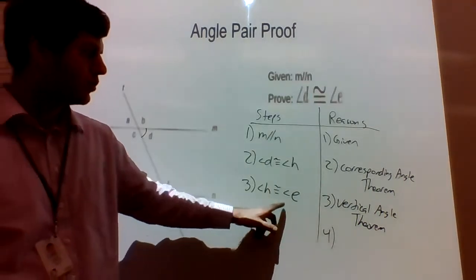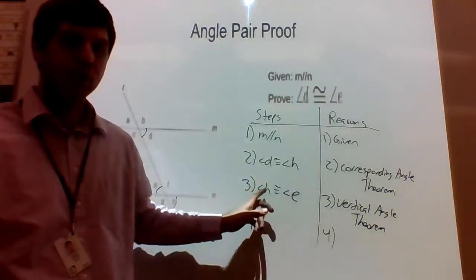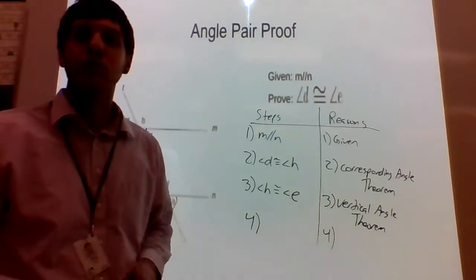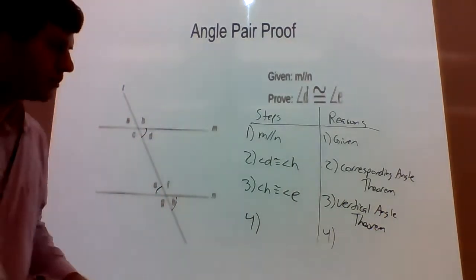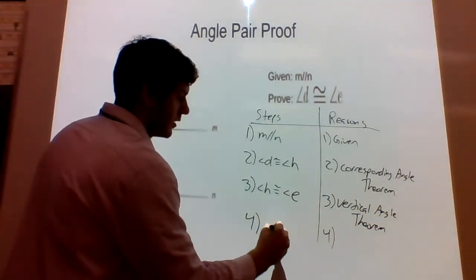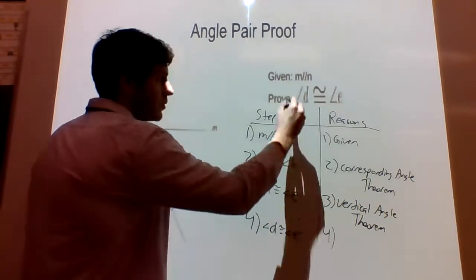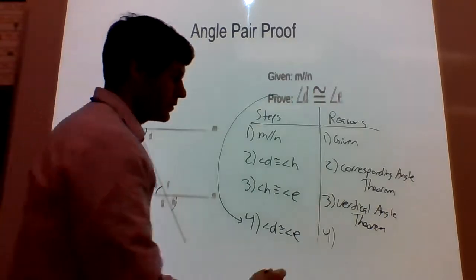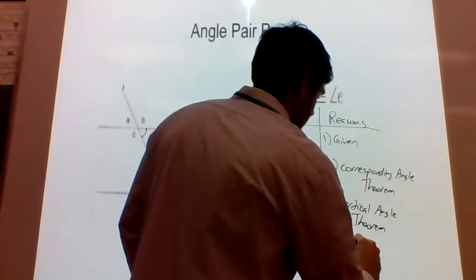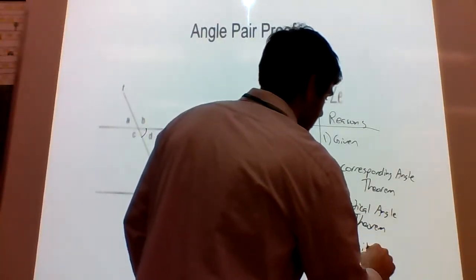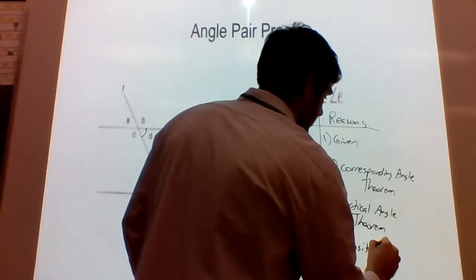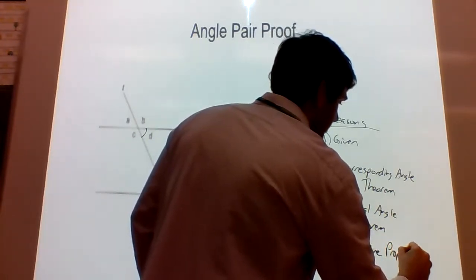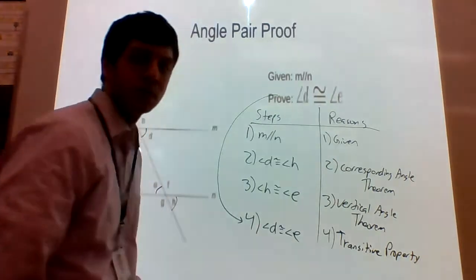So since we have H congruent to both D and E, we can use the transitive property to say that angle D is congruent to angle E, which is what we're trying to prove. Okay, and that is the transitive property of congruence.